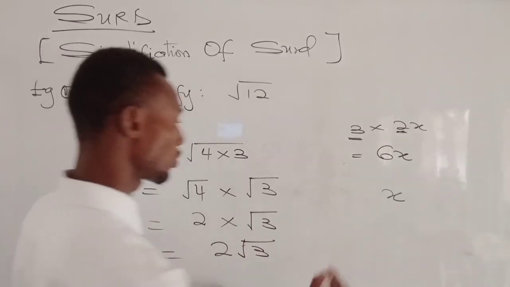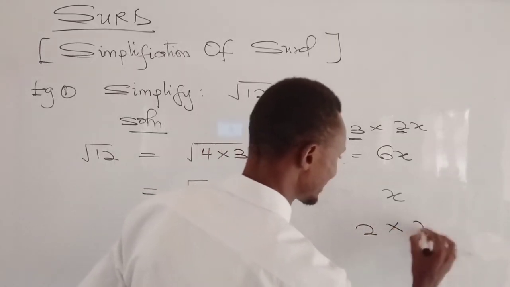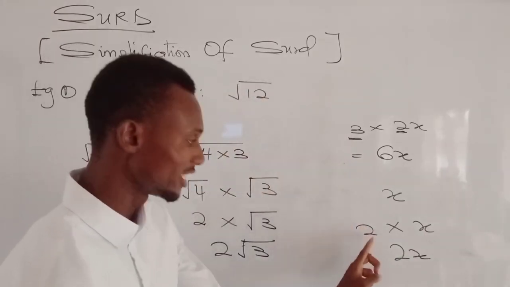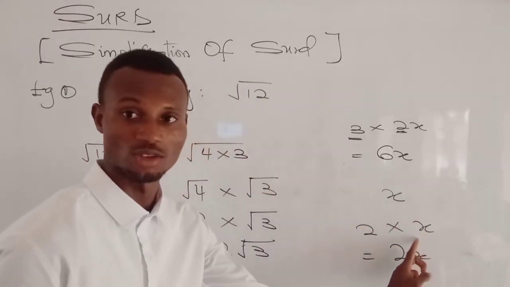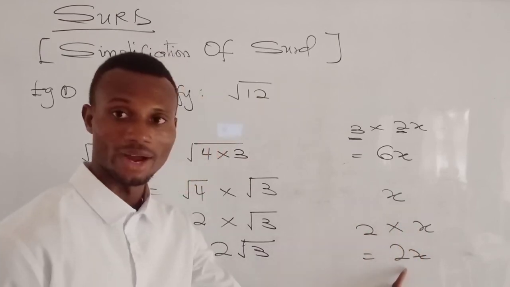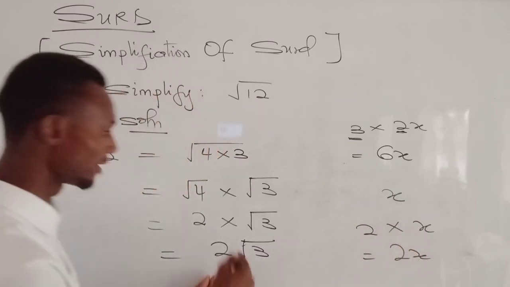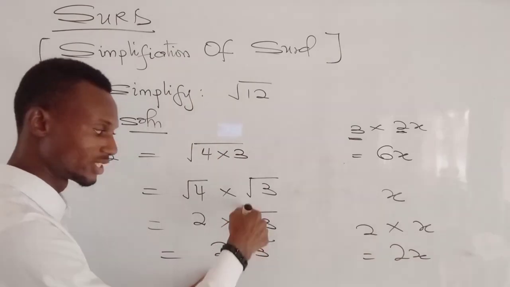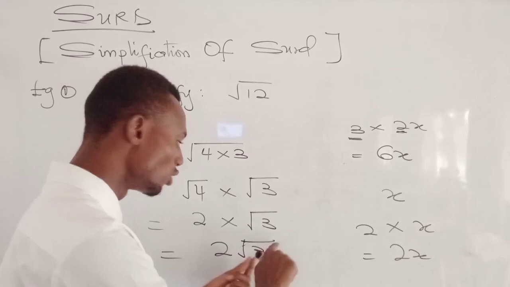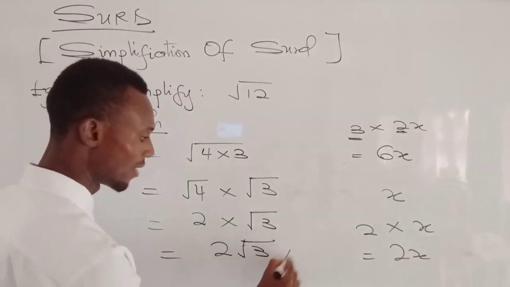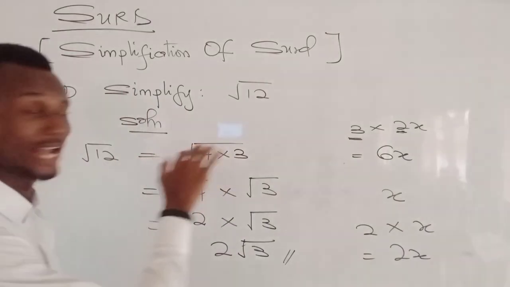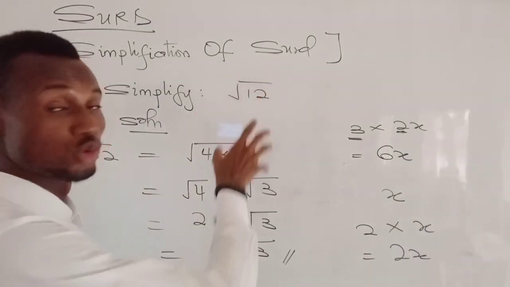Just as when you have 2 times s, it gives you 2s, this 2 multiplies the coefficient of the s, which is 1. So 2 times 1 is 2, then you bring your s, so 2s. The same way, the coefficient of this root 3 is 1, so 2 times 1 is 2. So 2 root 3 is our final answer for simplifying root 12 on the board.